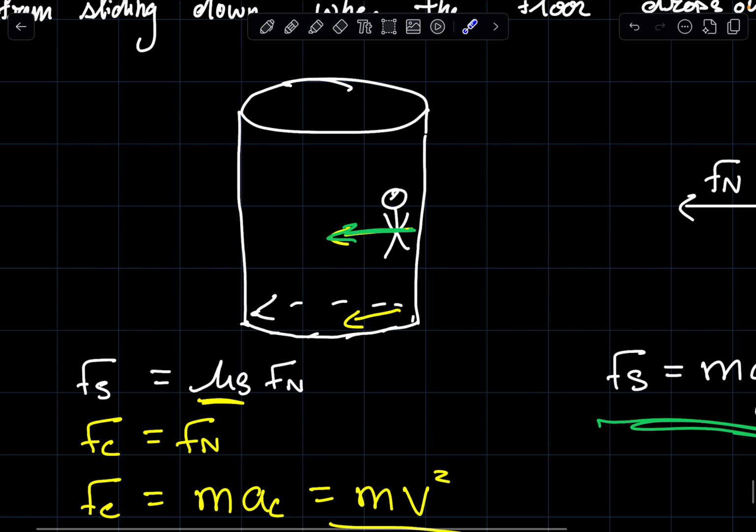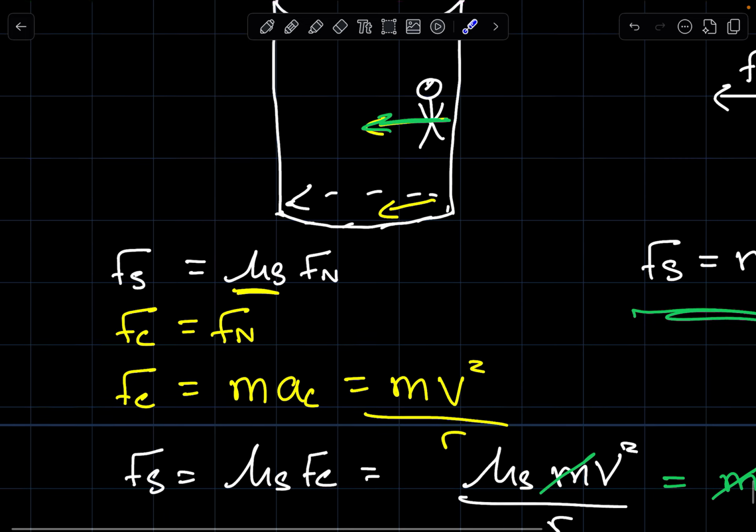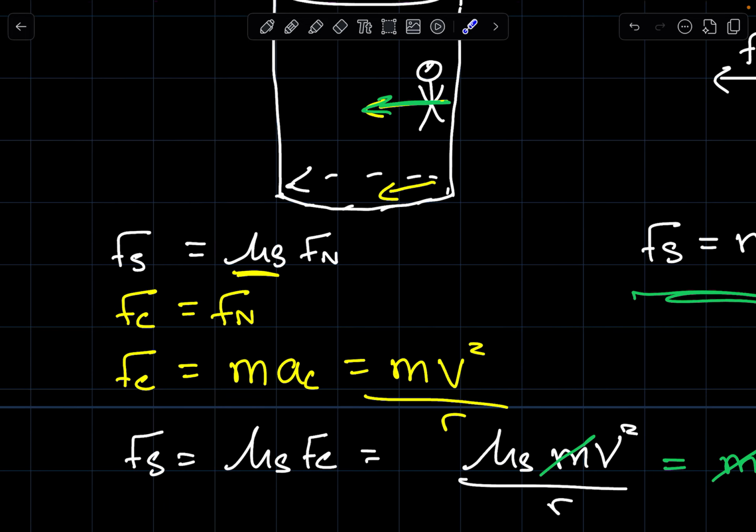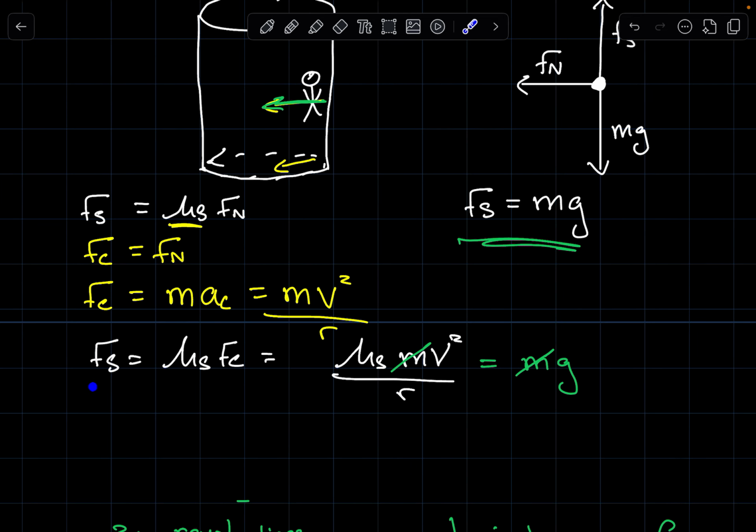Now, static friction is the coefficient of static friction times the normal force. In this case, the normal force is equal to the centripetal force. Centripetal force is mass times the centripetal acceleration, which is mv squared over r. Therefore, the static friction equals the coefficient of static friction times centripetal force, which equals mu s times mv squared over r, which we derive to be equal to mg.